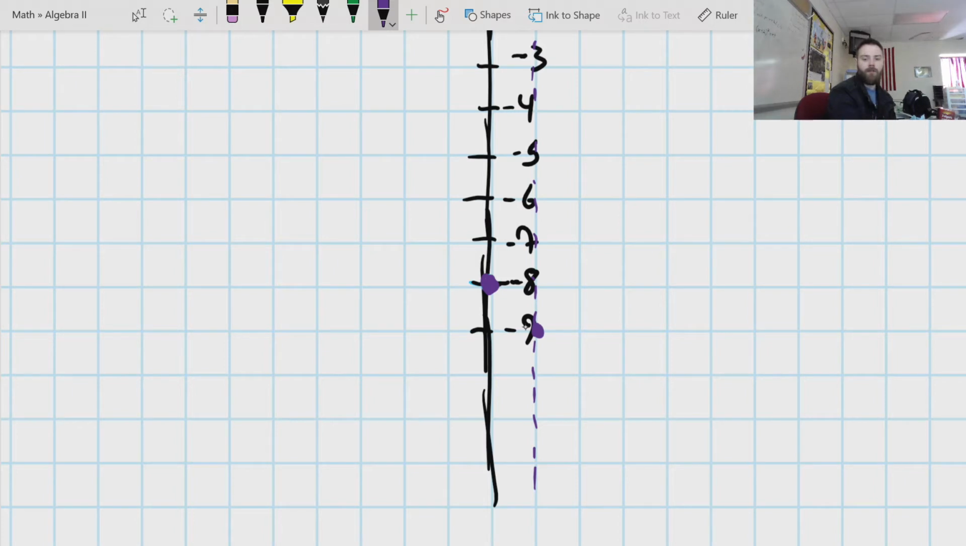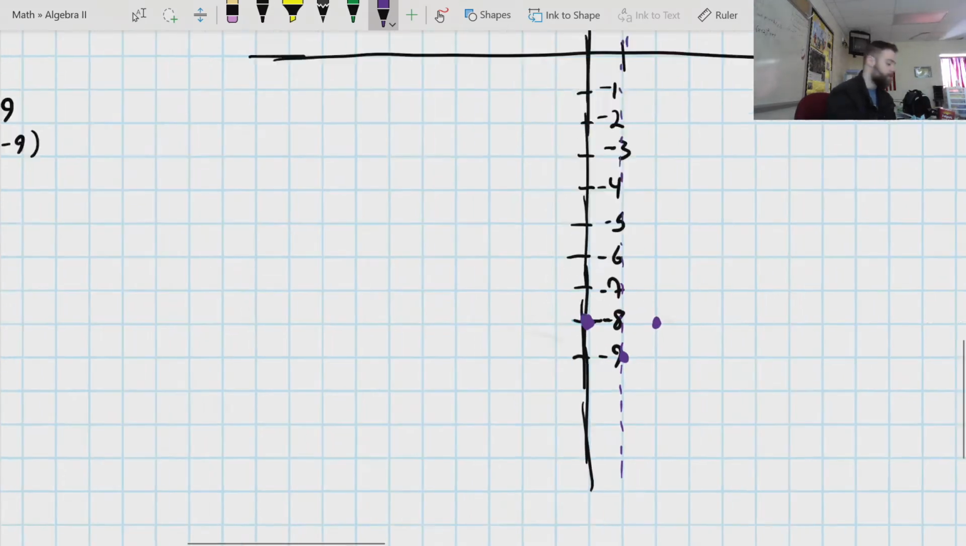So if I go left 1 and up 1 here, then I'm going to also go right 1 and up 1 to put a point. So those points are symmetrical, okay?